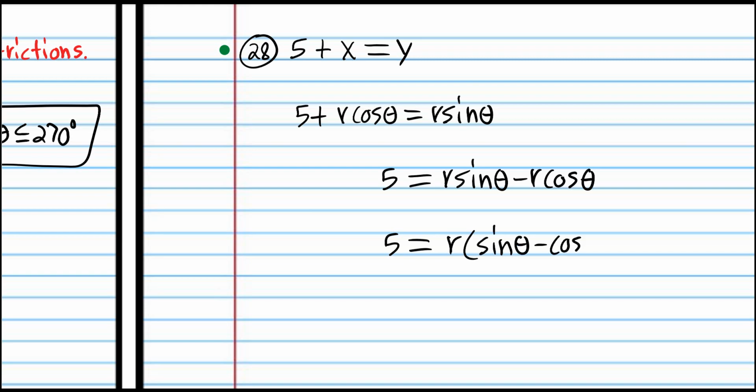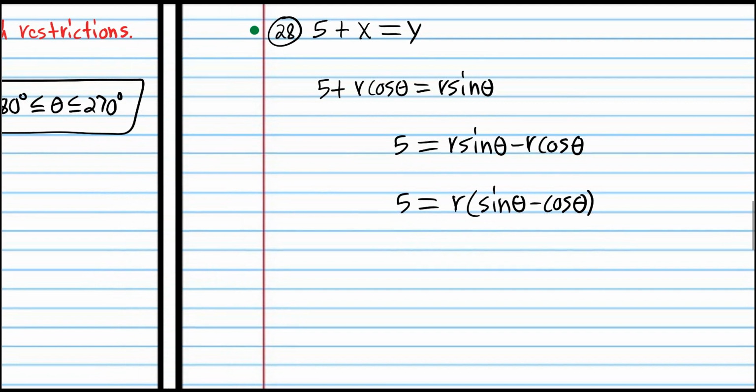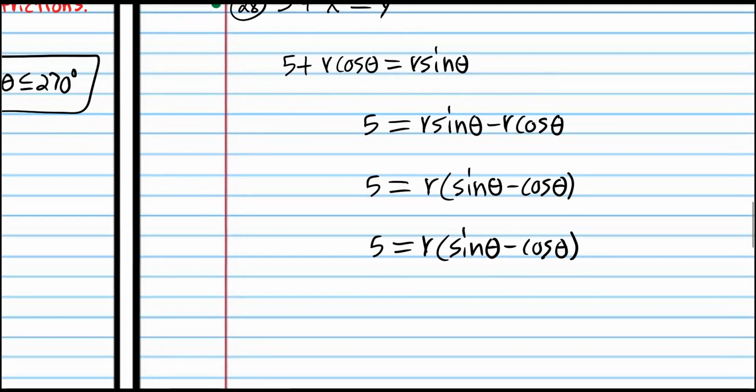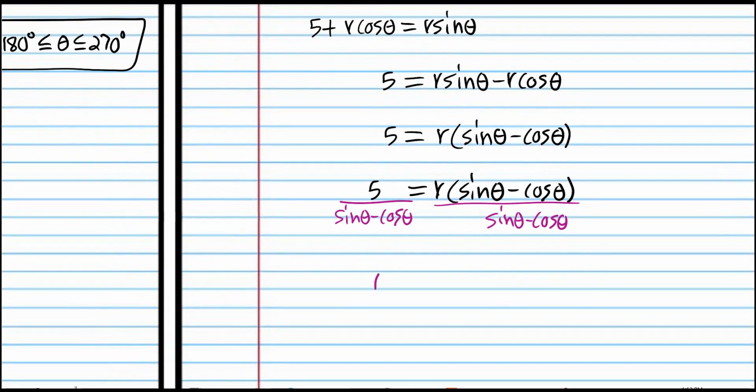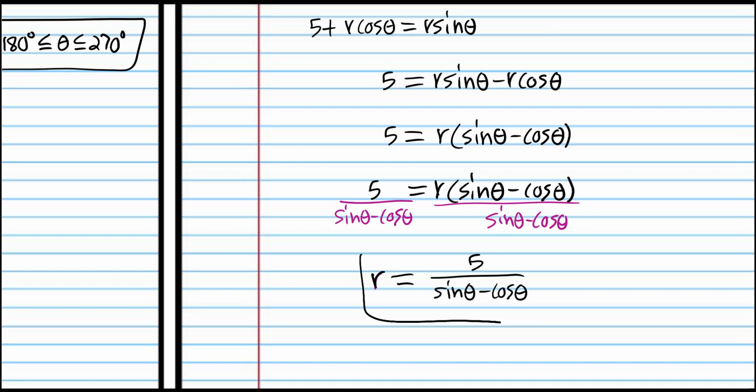But if you see the answer in a textbook, let's say that you were given this problem in a textbook and you wanted to check the answer in the back of the book, it might show you a different form. So what I'm going to do is divide both sides by sine theta minus cosine theta. And then we have r is equal to 5 over sine theta minus cosine theta.